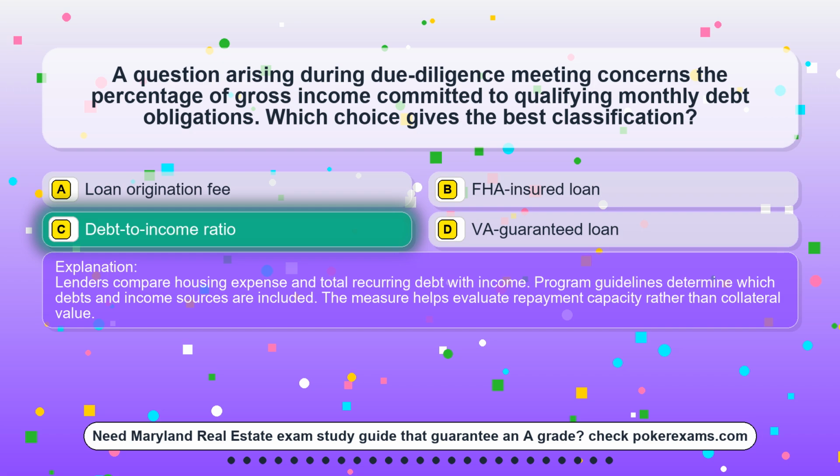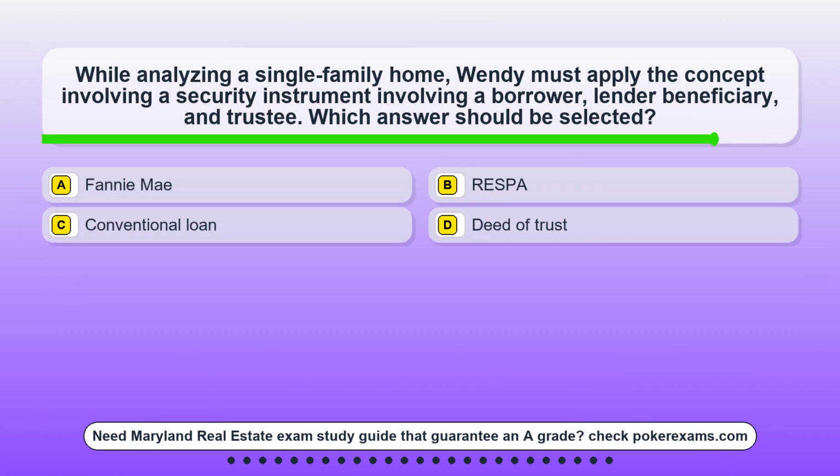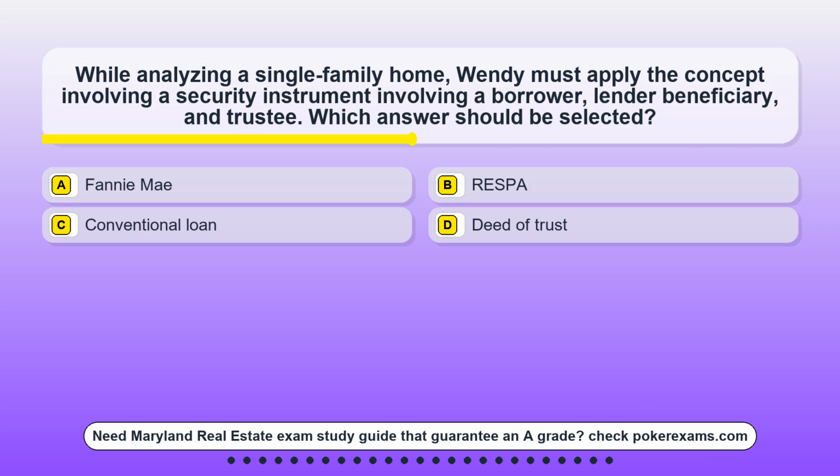Question 16. While analyzing a single-family home, Wendy must apply the concept involving a security instrument involving a borrower, lender beneficiary, and trustee. Which answer should be selected? Option A, Fannie Mae. Option B, RESPA. Option C, conventional loan. Option D, deed of trust.